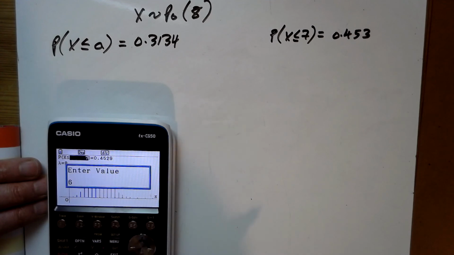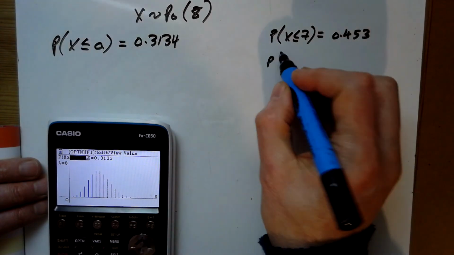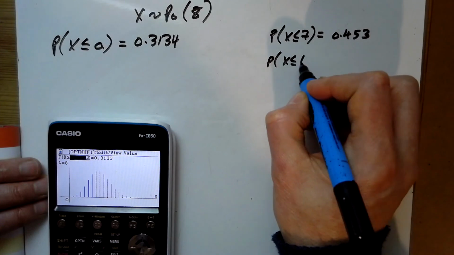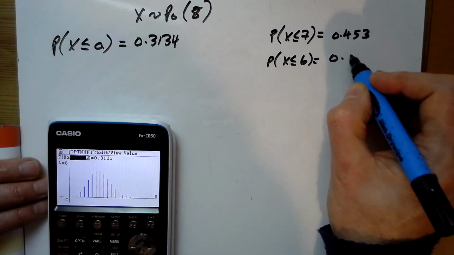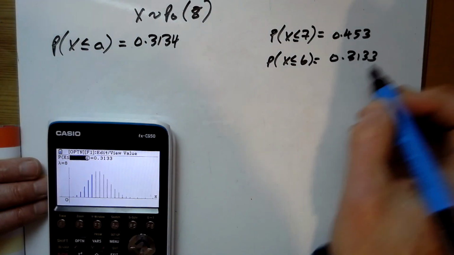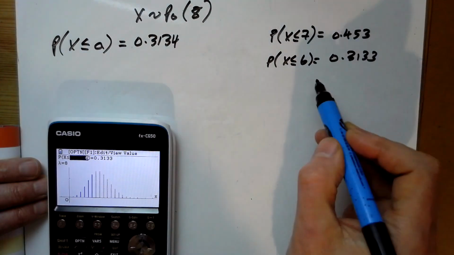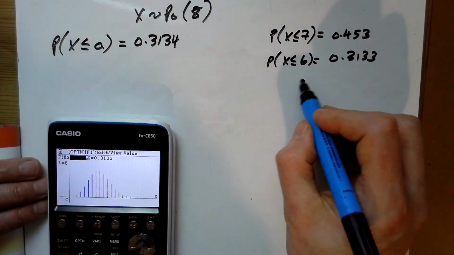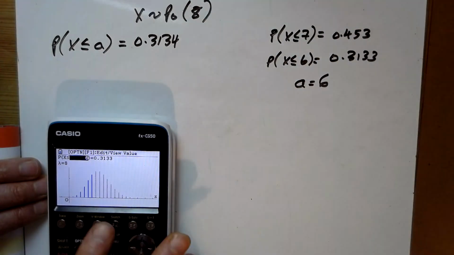So let's go down 1 and change that to a 6. And the probability that x is less than or equal to 6 is equal to 0.3133. So look, that's the one they were aiming for, isn't it? So I think this one here, a is equal to 6.